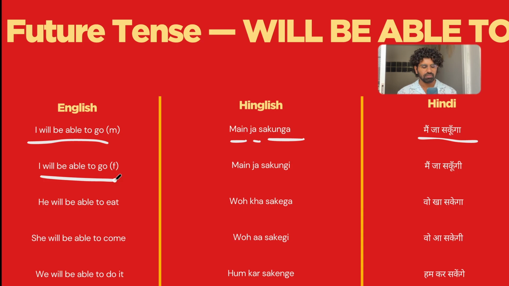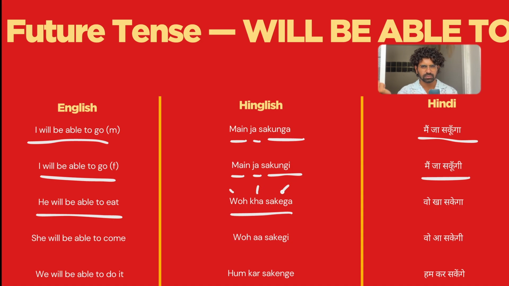Then we have I will be able to go, feminine. मैं जा सकूंगी. Same thing here. मैं जा सकूंगी. Okay. He will be able to eat. वो खा सकेगा. वो is he. Kha is to eat. Sakega is the future tense.